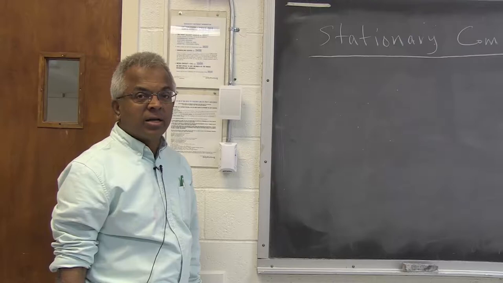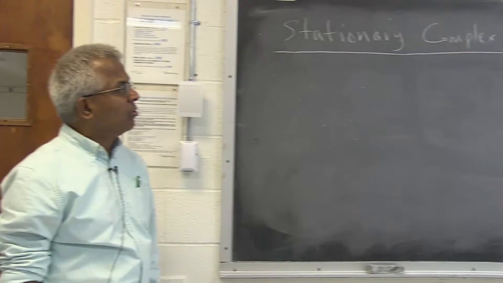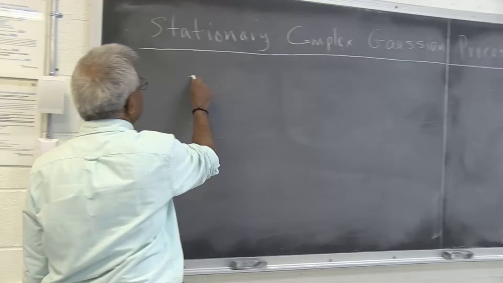So this is once again a classic problem, stationary complex Gaussian processes. And I want to go over some results which are quoted more often, but proof is hard to get by. So to start with, you have a complex Gaussian process.